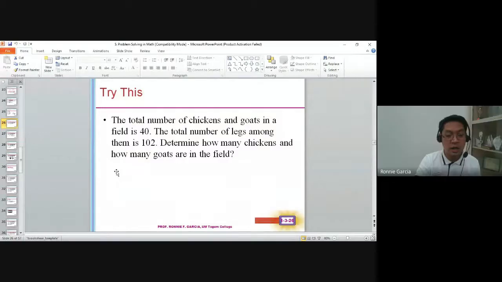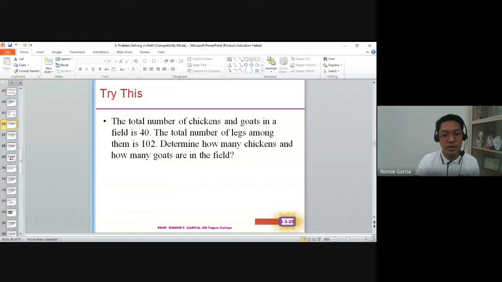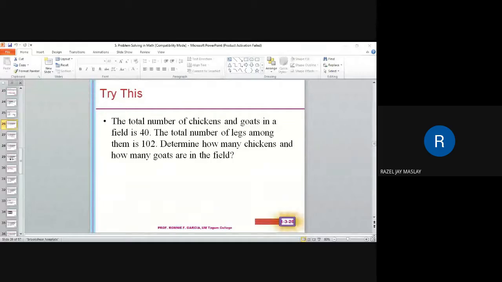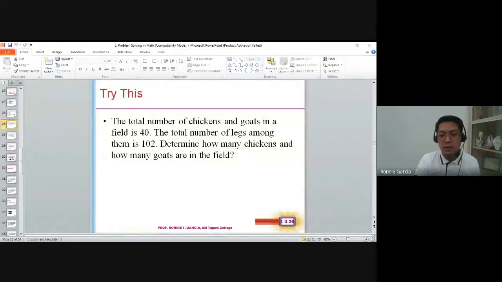For those who want to copy this, it is recorded, so you can go back to it. You can check it on paper. So this is another opportunity for you to earn points. I will give you time to solve this problem, but I will ask someone to read. Kindly read the problem. Dabalos. Is Dabalos here?